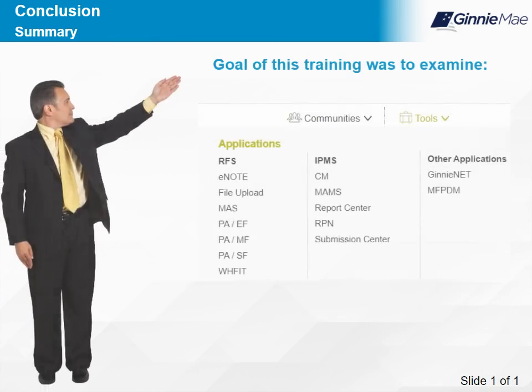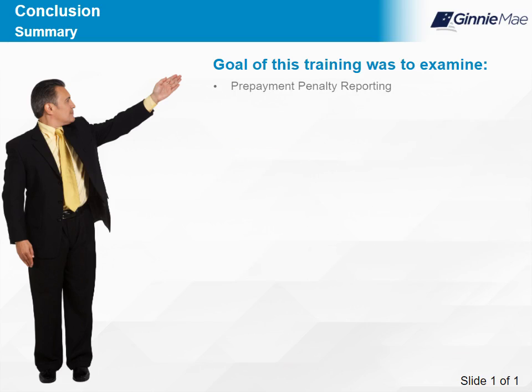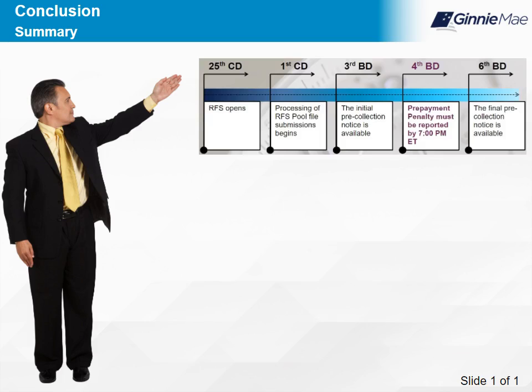The goal of this training module was to examine multifamily additional investor reporting requirements in the reporting and feedback application to include prepayment penalty reporting, monthly reporting certification, funds custodian account verification, CAVs, and widely held fixed investment trust, WHFIT, reporting. You examine the timeline for prepayment penalty reporting, discovering that the issuer must report through RFS by 7 p.m. Eastern Time on the fourth business day.